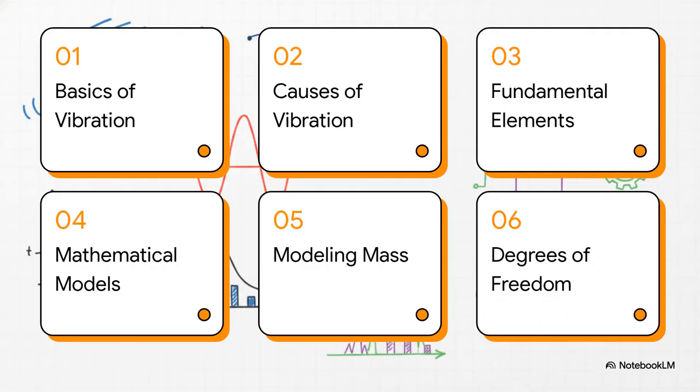So, what's on the docket for today? First, we'll cover the basics of mechanical vibration. Second, identifying the causes of vibration. Third, the four fundamental elements. Fourth, physical to mathematical models. Fifth, challenges in modeling mass. And finally, number 6, degrees of freedom explained.